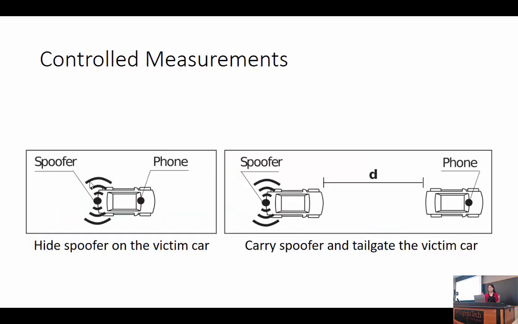We put our spoofer in 2 settings. The first setting is we put our spoofers inside the trunk of the victim car, and we put a smartphone with a GPS navigation app at the front windshield position. Another scenario is that we put the spoofers inside a second car that is tailgating the victim car, and the distance between them is 40 to 50 meters.